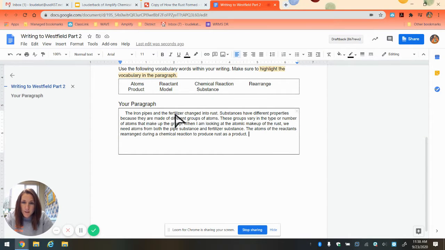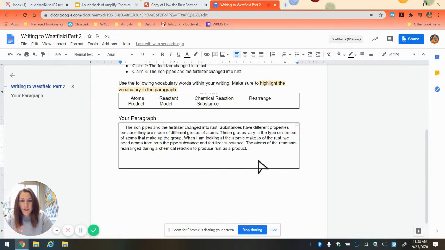So the iron pipes and the fertilizer changed into rust. Substances have different properties because they're made of different groups of atoms. These groups vary in the type or number of atoms that make up a group. When I look at the atomic makeup of rust, we need atoms from both the pipe substance and the fertilizer. The atoms of the reactants rearrange during the reaction to produce the rust as a product. All right, so that sounds pretty good.